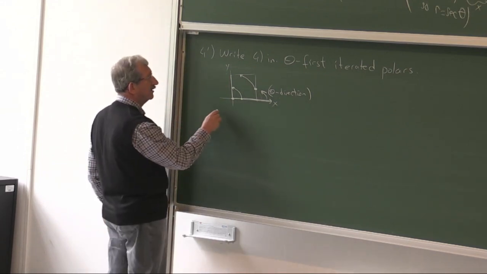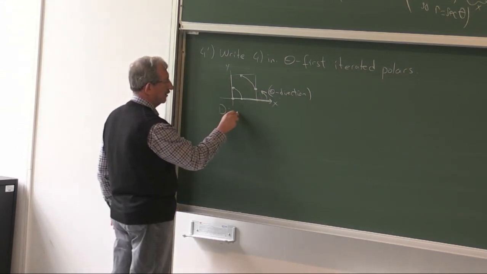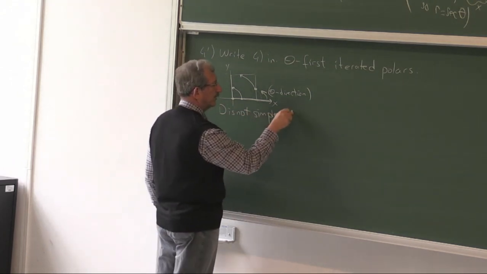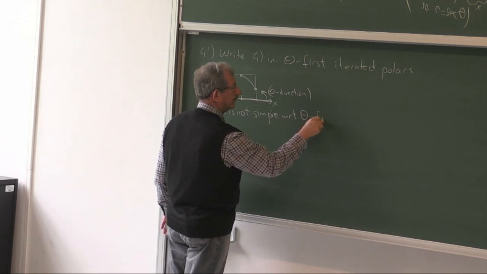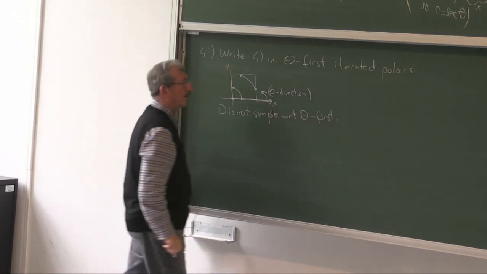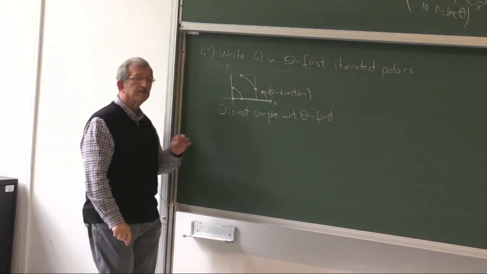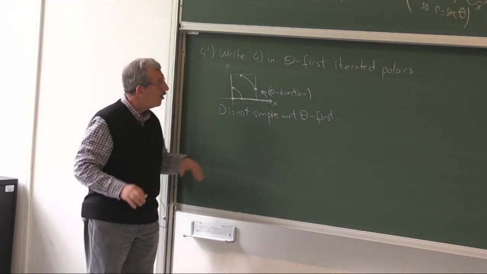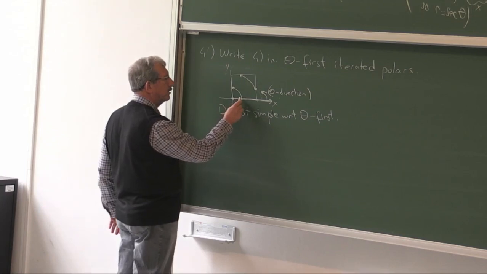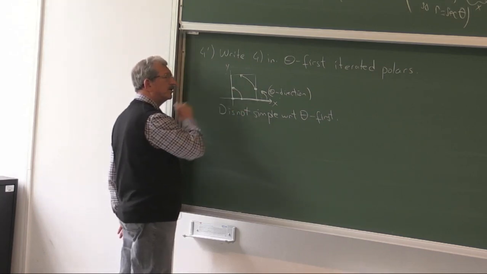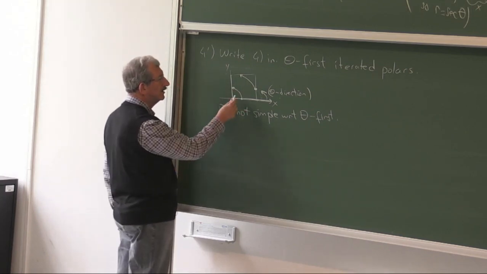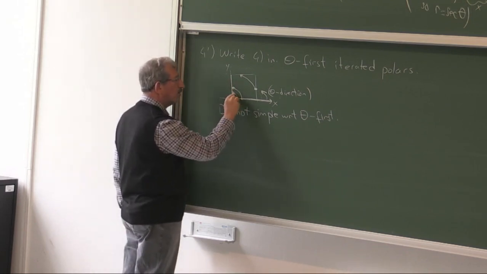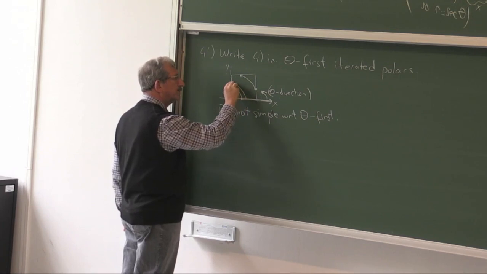Therefore, this is not simple with respect to theta first. Okay. But we can make it simple by decomposing. How? Well, we want this rotation direction always to give us the same two curves. It should start from the x-axis, go here. It should start from the x-axis, go here.